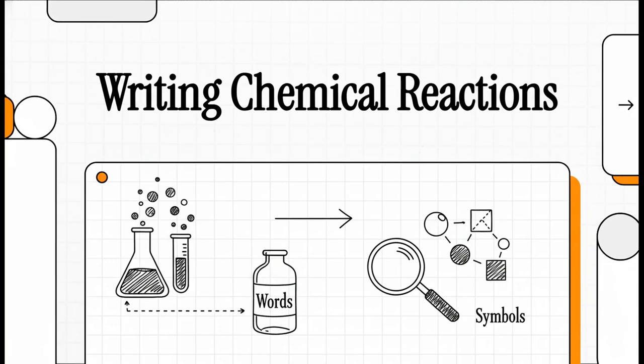Hello, everyone. In science, and especially in chemistry, being very clear is extremely important. How do we describe what's happening in a reaction without causing any confusion at all? Well, today we're going to learn the proper way to write a chemical reaction, starting with simple sentences and then moving to the special language of symbols that chemists use all over the world.